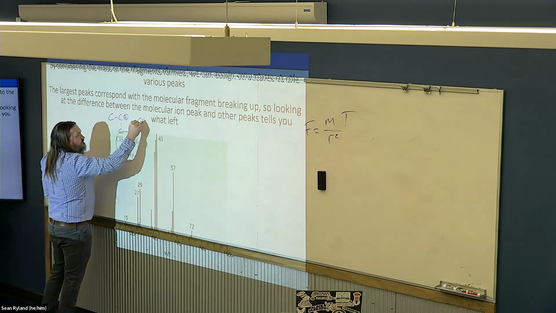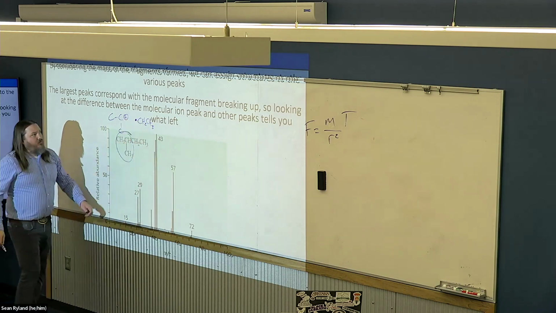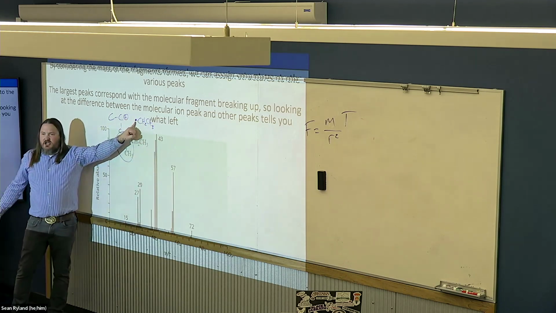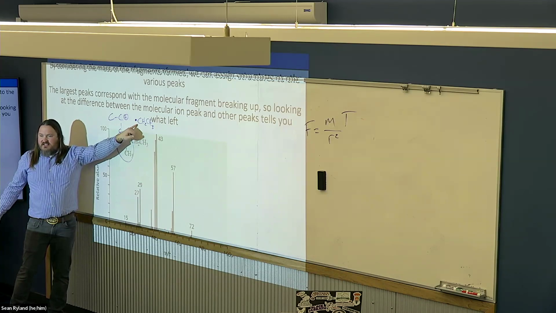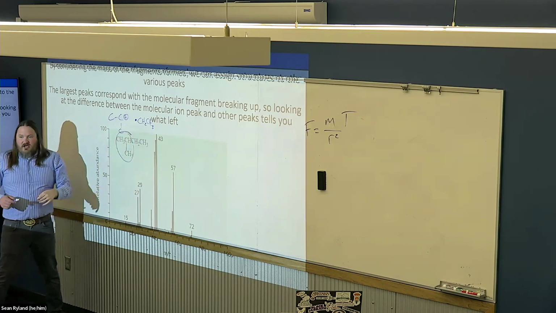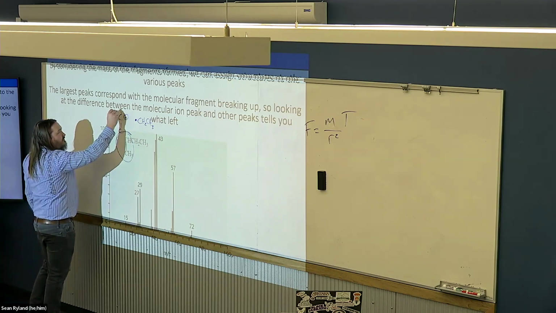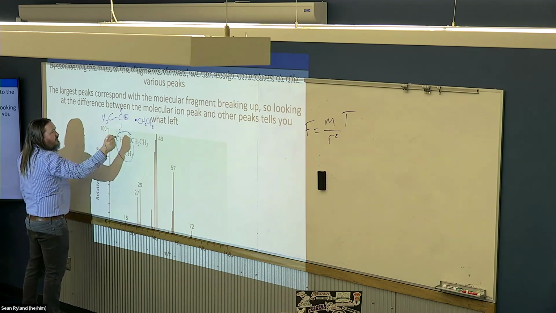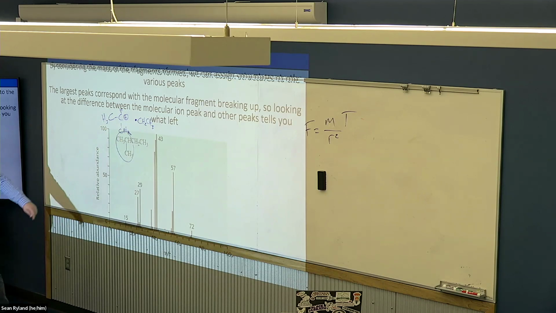We haven't really defined radicals too much, but it's basically just a dot. That carbon doesn't have a charge, but it also doesn't have a full valence. It has an unpaired electron, and so we represent that with a dot. Those pieces are going to be our most stable pieces out of this molecule.